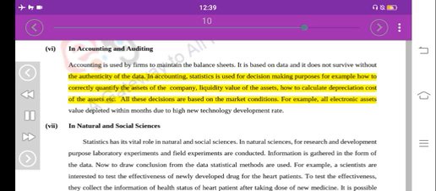In accounting, statistics is used for decision-making purposes, for example, how to correctly quantify the assets of the company, liquidity value of the assets, how to calculate depreciation cost of the assets, etc. All these decisions are based on the market conditions. For example, all electronic assets value depleted within months due to high new technology development rate.